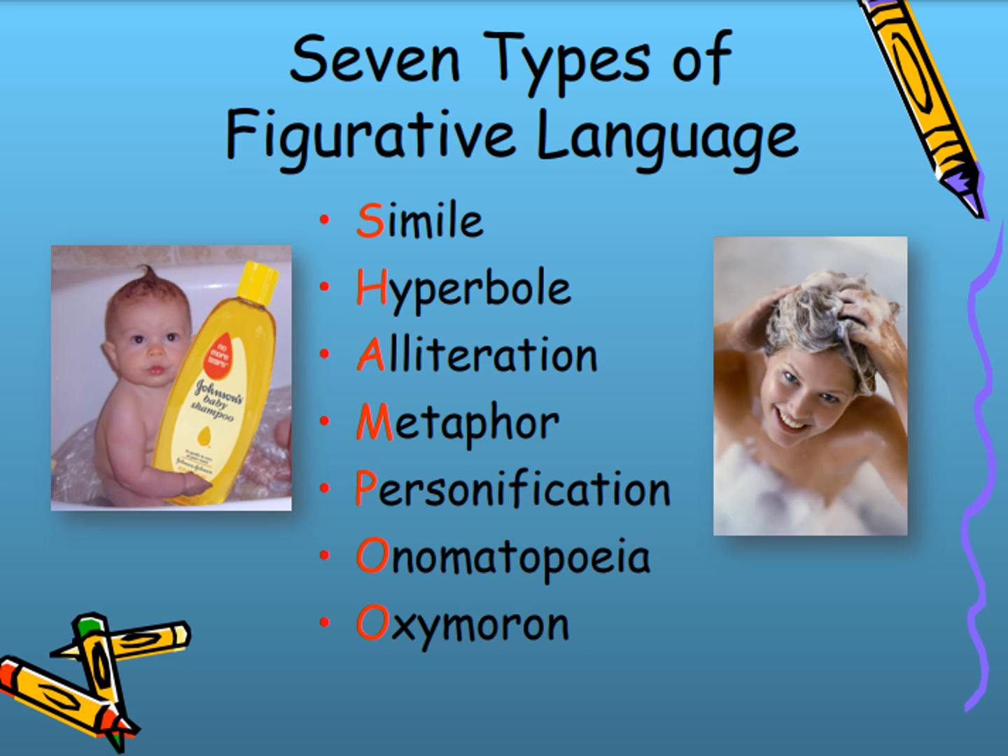All right, so there are 7 common types of figurative language, and a good way to remember these is by using the acronym SHAMPOO. So we have the simile, the hyperbole, alliteration, metaphor, personification, onomatopoeia, and the oxymoron.